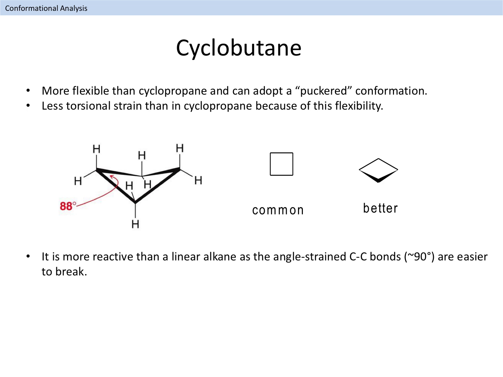The envelope conformation is more stable than the planar conformation because it minimizes the destabilizing angle strain present in the planar arrangement. Additionally, the carbon atom that is out of the plane experiences less steric hindrance from the other groups, contributing to the stability of the envelope conformation.